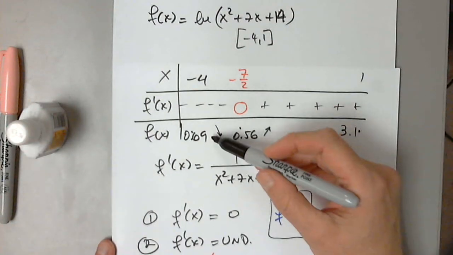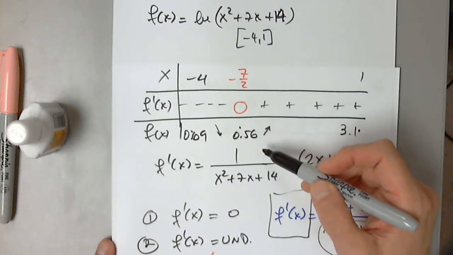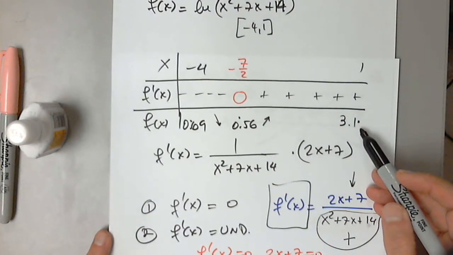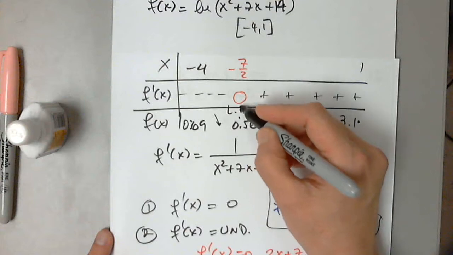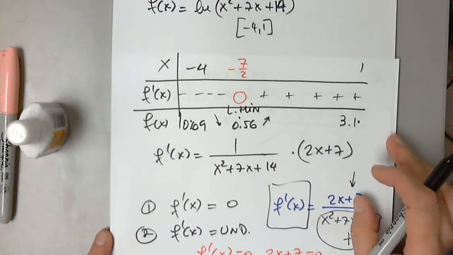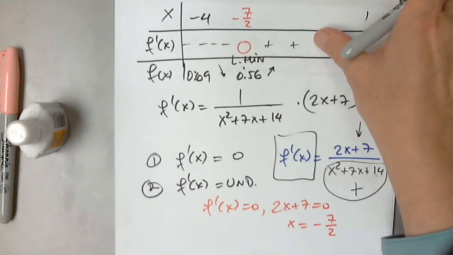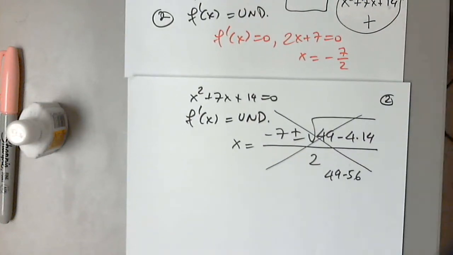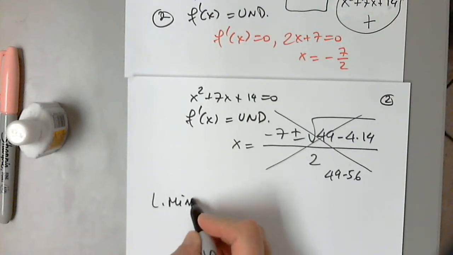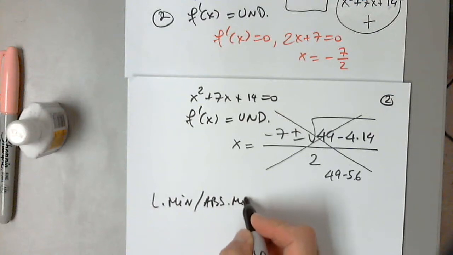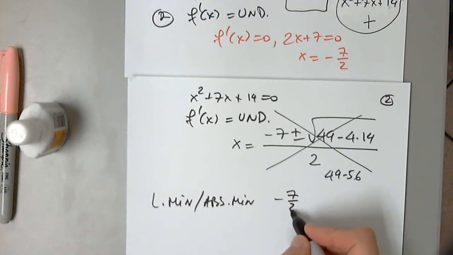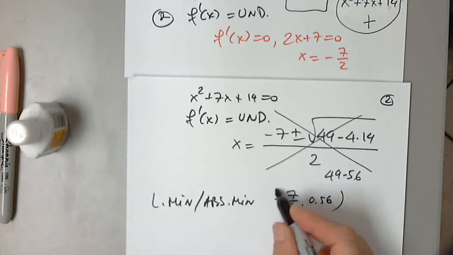So from 0.69, indeed down to 0.56, and indeed up to 3.1. So this is definitely a local min and absolute min. So the answer for this is local min and absolute min, negative 7/2, comma 0.56.